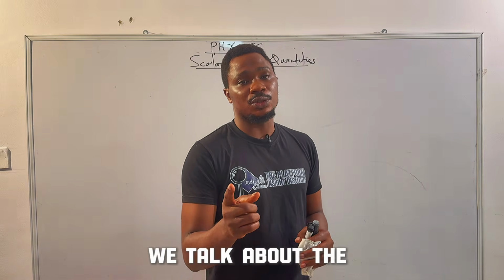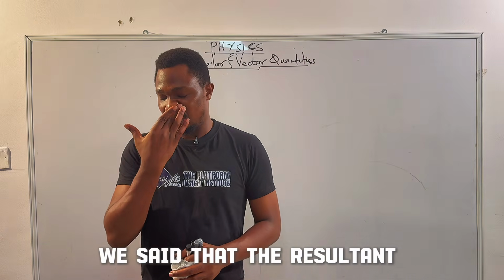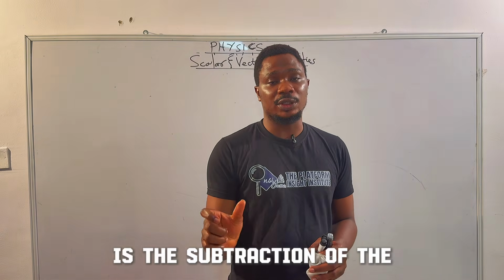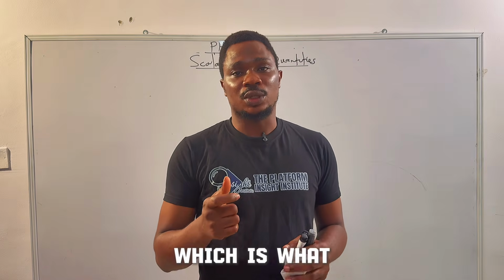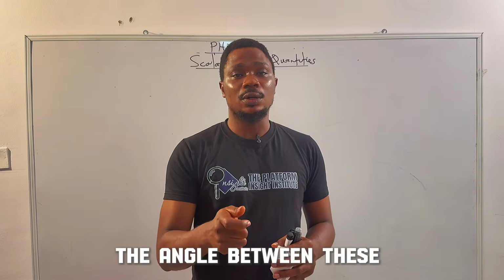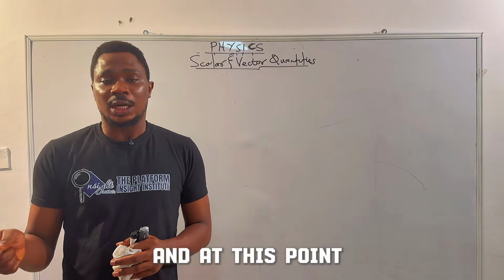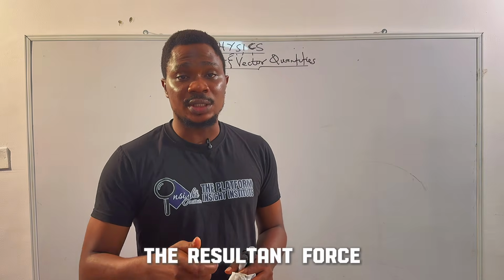Then again, we talked about two parallel forces moving in opposite directions. We say that the resultant is the subtraction of the vectors, which is what? F1 minus F2, or F2 minus what? F1. And we say that the angle between these two forces is equal to 180 degrees. At this point, the resultant force is a minimum.